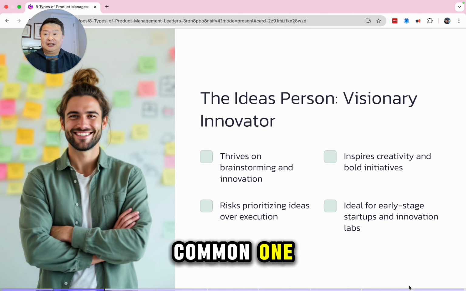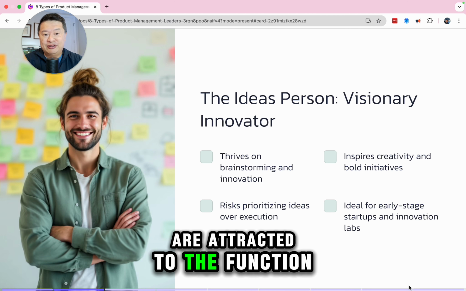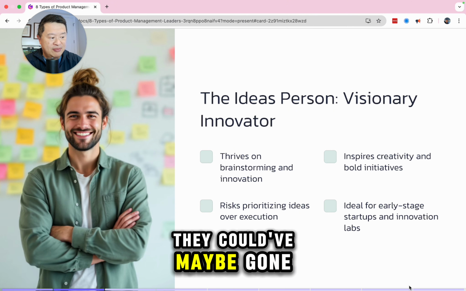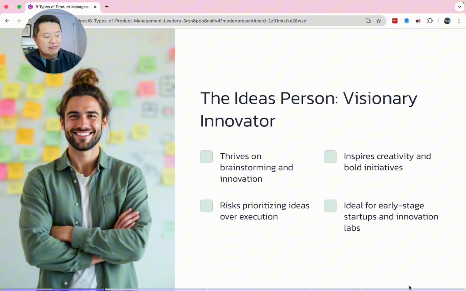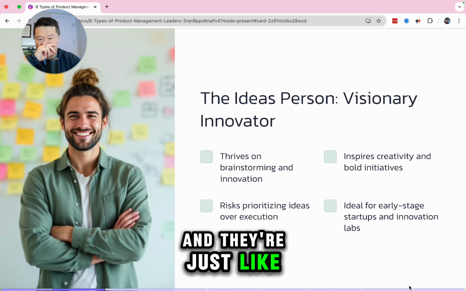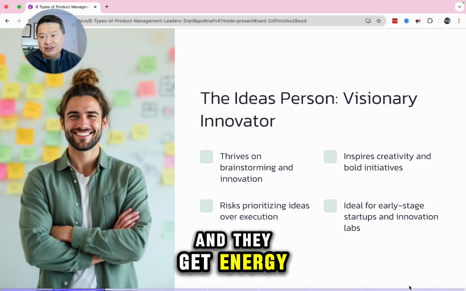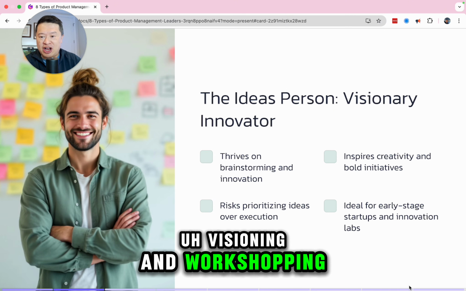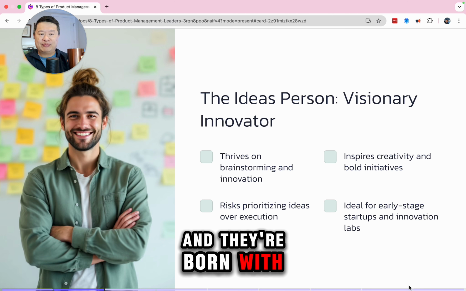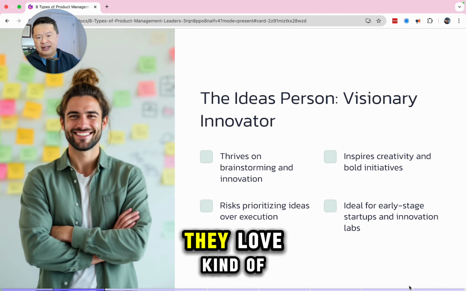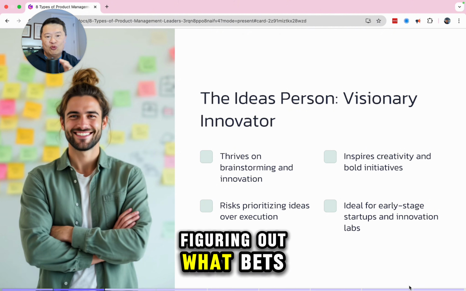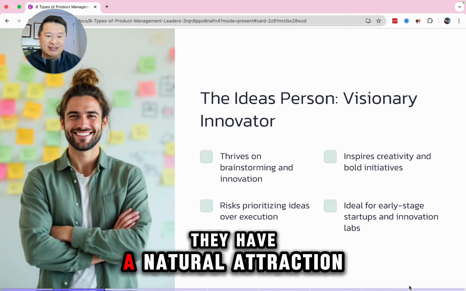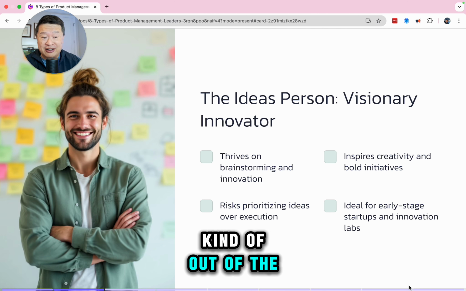So this is a common one. A lot of PMs are attracted to the function because they're creative people. In a former life, they could have maybe gone into UX or they could have worked at IDEO, and they're just always up for new ideas and they get energy from it. They love brainstorming. They love visioning and workshopping, and they were born with colored Post-it notes all over their room. They love figuring out what bets to make, maybe more than actually executing on the bets. They have a natural attraction to new out-of-the-box ideas.